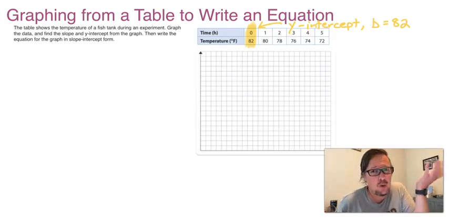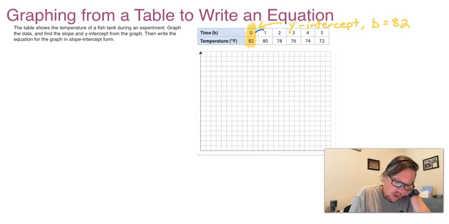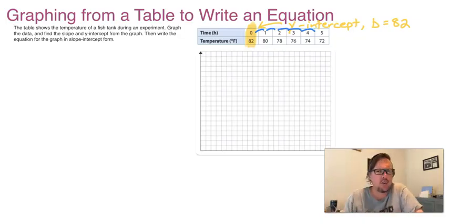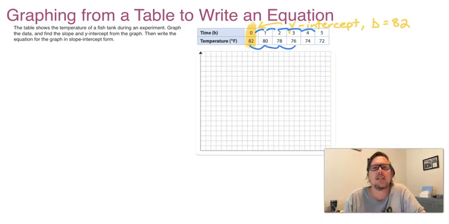We can also get the slope right off the bat too. What I notice is that the x values are all going up by 1. 0, 1, 2, 3, 4, 5. The x values are increasing by 1. And as the x values are going up by 1, what's happening to those y values? Well, the y values are going down. 82 to 80 to 78 to 76. The y values are decreasing. So as the x values go up by 1, the y values are decreasing. That tells me that the slope is going to be negative. As x increases, y decreases.